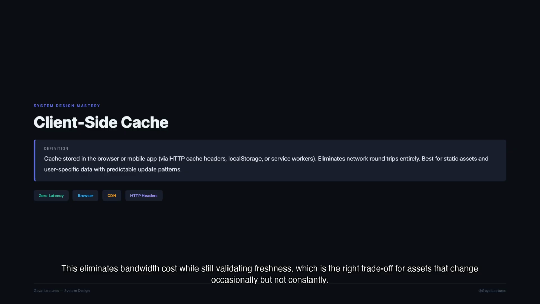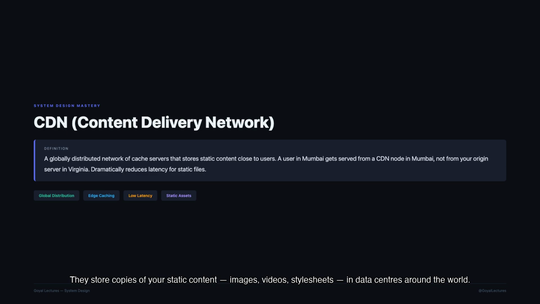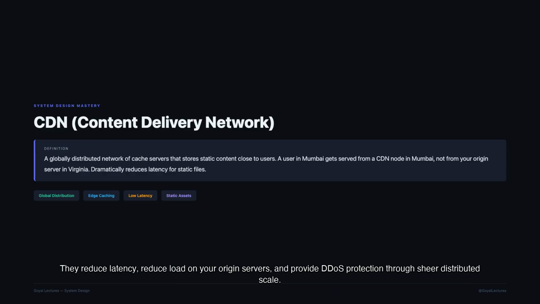CDNs are a form of geographic caching. They store copies of your static content, images, videos, style sheets, in data centers around the world. When a user requests an asset, they're served from the nearest CDN node rather than your origin server. For large-scale systems, CDNs are non-negotiable. They reduce latency, reduce load on your origin servers, and provide DDoS protection through sheer distributed scale.